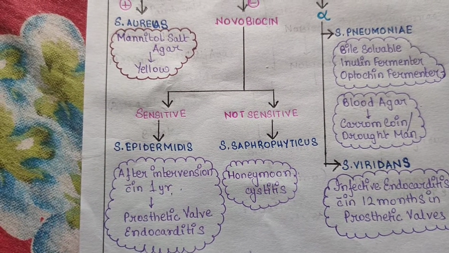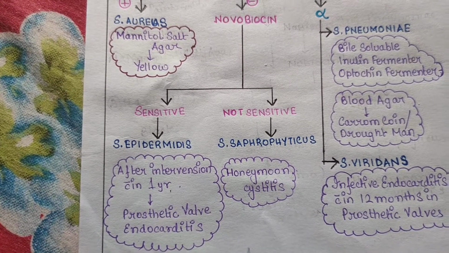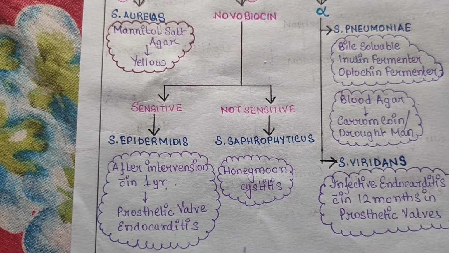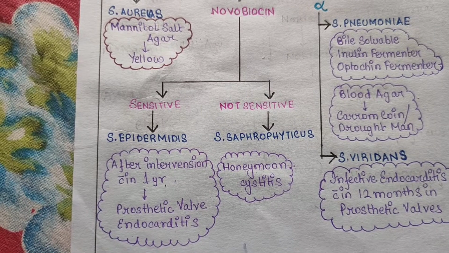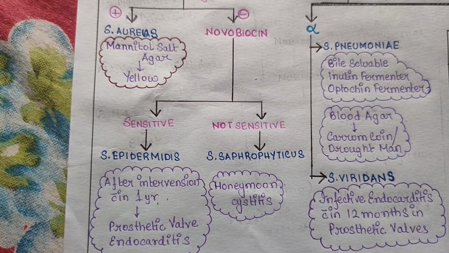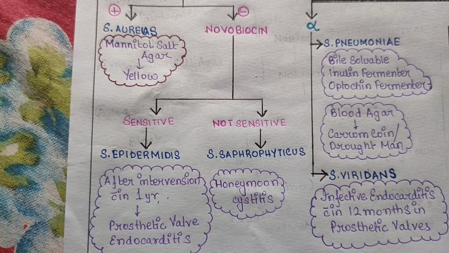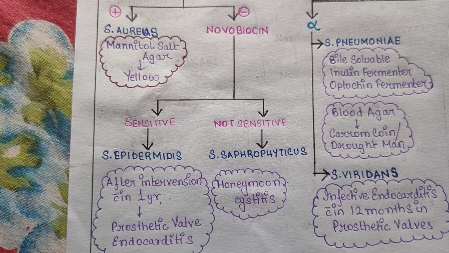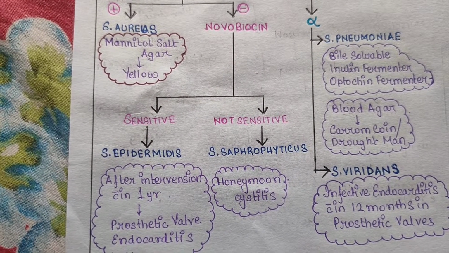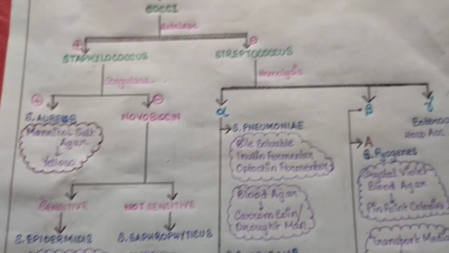Suppose a catheter or an IV cannulation history is given by the patient within 1 year, then it can cause prosthetic valve endocarditis. And if it is novobiocin negative, that is non-sensitive, then it is Staph saprophyticus, which causes honeymoon cystitis. It is a UTI basically.